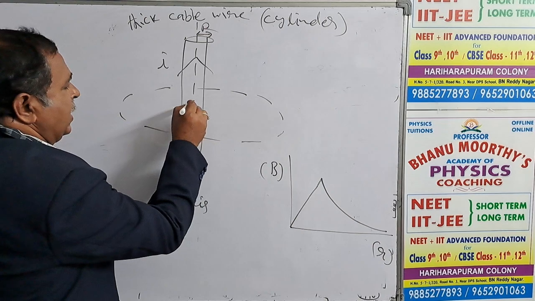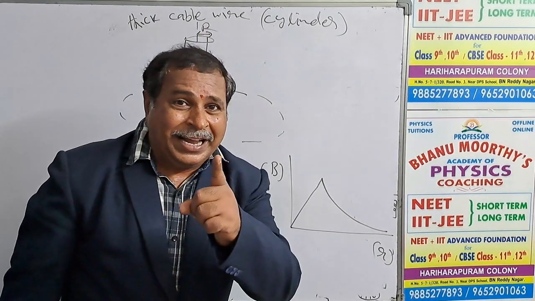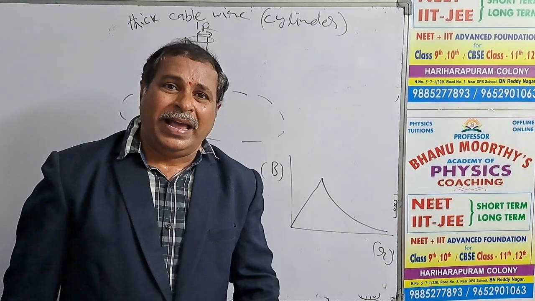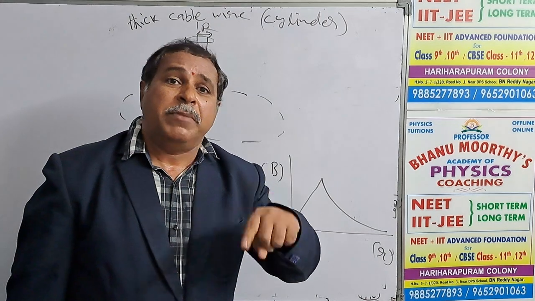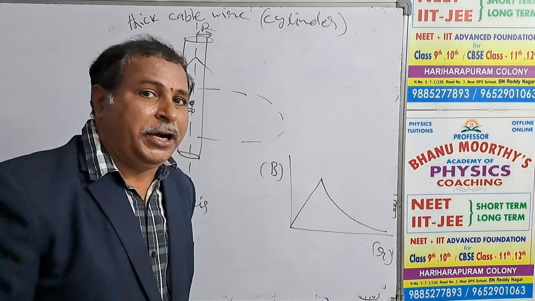On the axis, exactly B equals 0, because along the axis the magnetic induction is 0 according to Biot-Savart law. I already mentioned this in previous tips number 3, so you go through that video also.